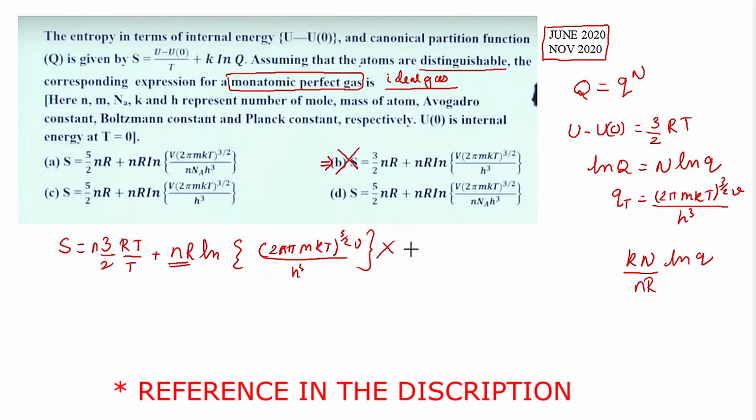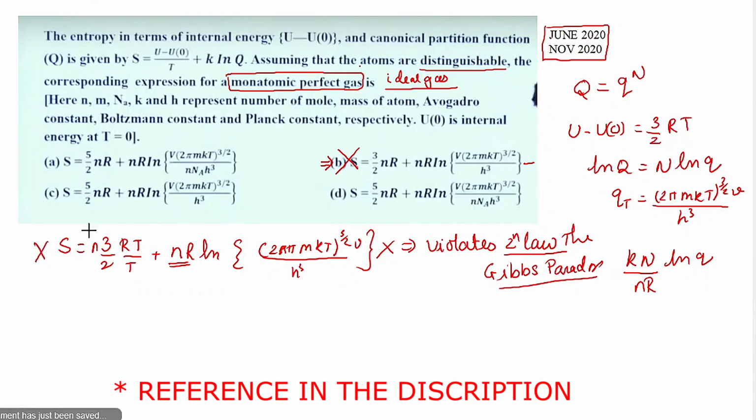Why is it the wrong answer? Because this equation violates the second law of thermodynamics, and this can be proved using the concept of Gibbs paradox, that this is a false equation. The link of the reference I am giving in the description, so you can see it over there.